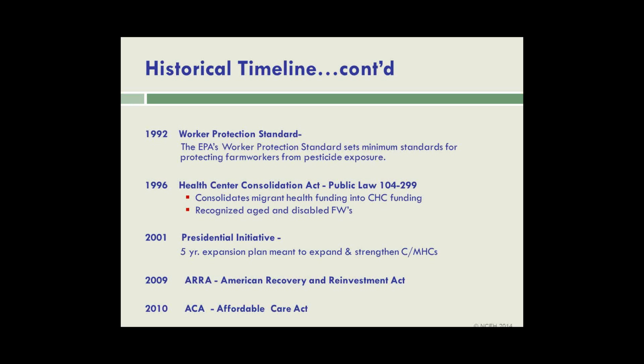It expands coverage under Medicaid to 133% of federal poverty level without categorical eligibility and provides for health insurance premium subsidies for low and modest income Americans through state health insurance exchanges beginning in 2014.